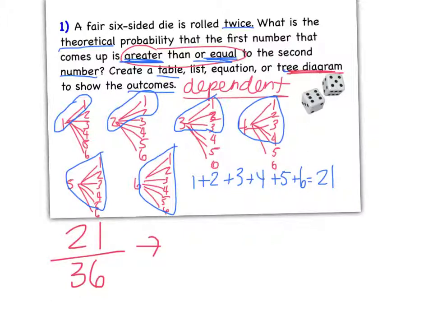Can we simplify this? Hands, hands, hands. Let's see them. Can we simplify this? The answer is yes. We're going to divide by 3. Here we go. 21 divided by 3 is 7, and 36 divided by 3 is going to be 12. Next, do we have to write a decimal? The answer is yes, you've got it.